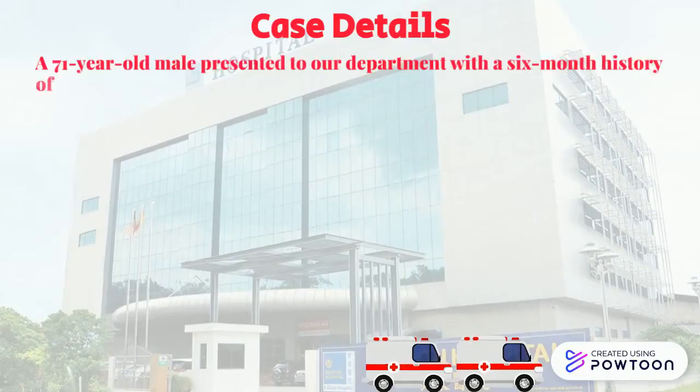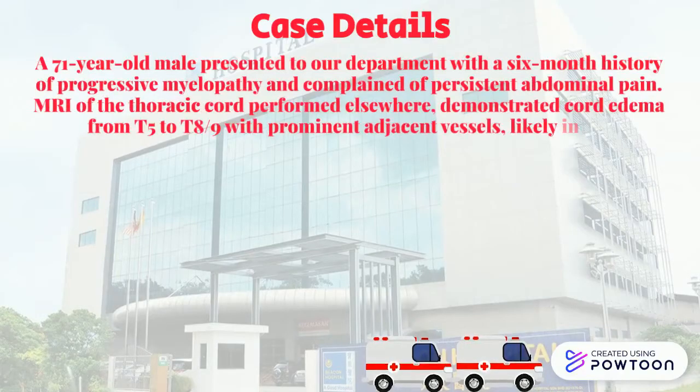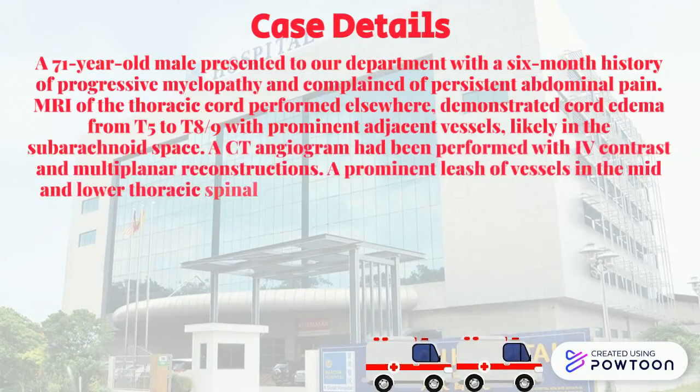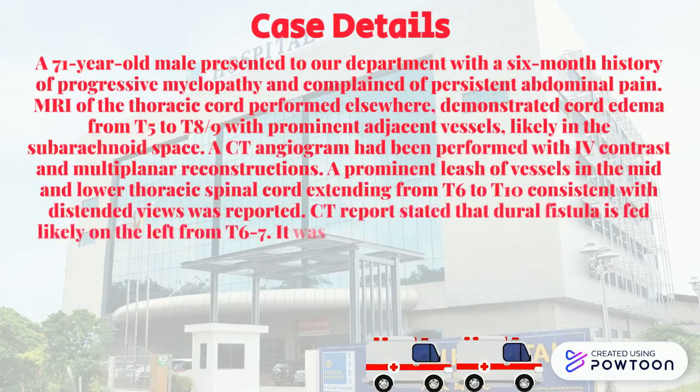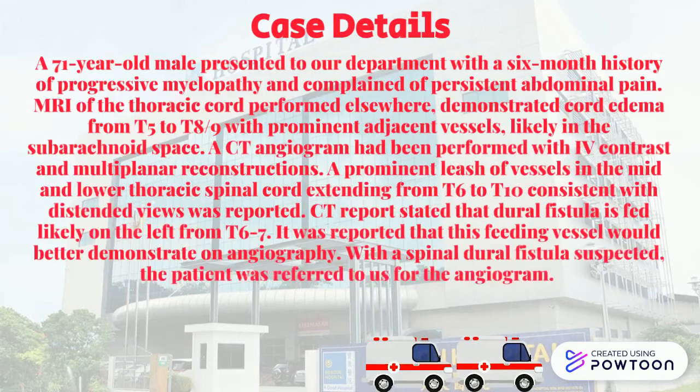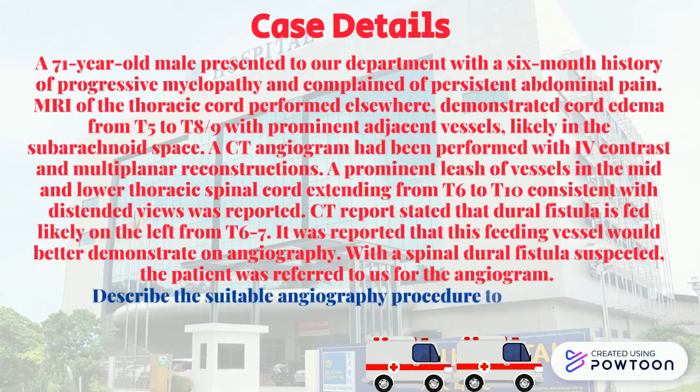A 71-year-old male presented to our department with a 6-month history of progressive myelopathy and complained of persistent abdominal pain. MRI of the thoracic cord performed elsewhere demonstrated cord edema from T5 to T8 or T9 with prominent adjacent vessels, likely in the subarachnoid space.